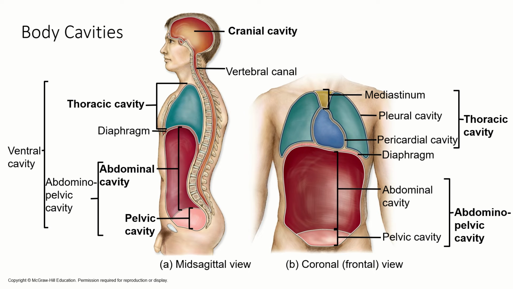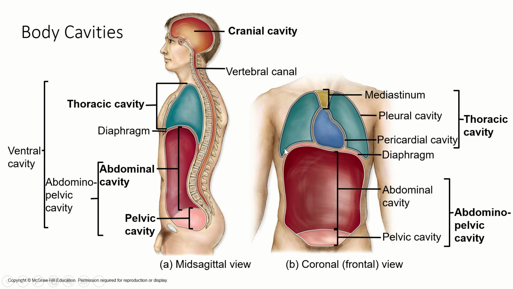Okay. You don't need to know all of these at this point. There's only a couple I need you to know at this point. The most important ones are the thoracic cavity and the abdominal cavity. Okay. Now this is a side view. This is a front view.